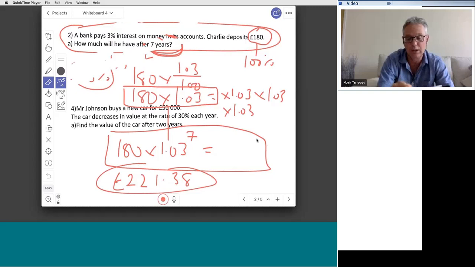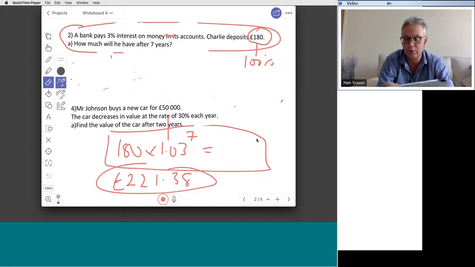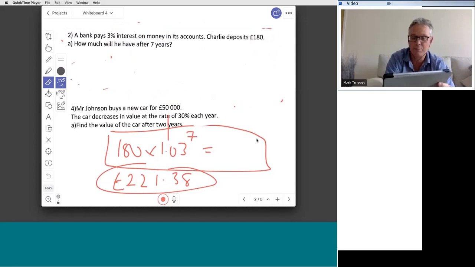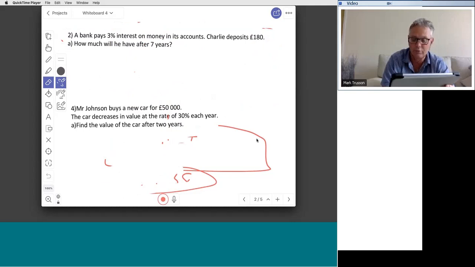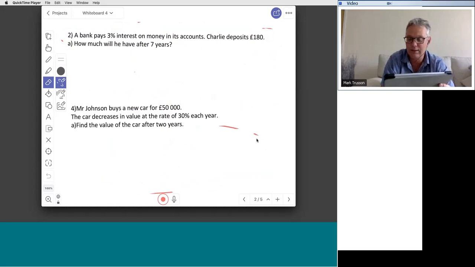Okay, so Mr. Johnson buys a new car for £50,000, quite an expensive car, something like a Rolls Royce or something. Well, maybe not a Rolls Royce, but an expensive car anyway. And the car decreases at a rate of 30%, which is pretty high rate of depreciation, but that's what tends to be the case with cars, unfortunately. And if you need to drive one, you'll know that yourselves.